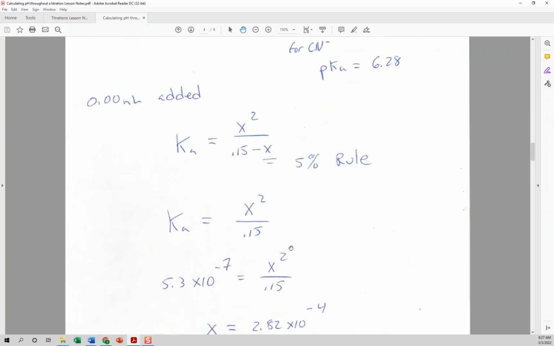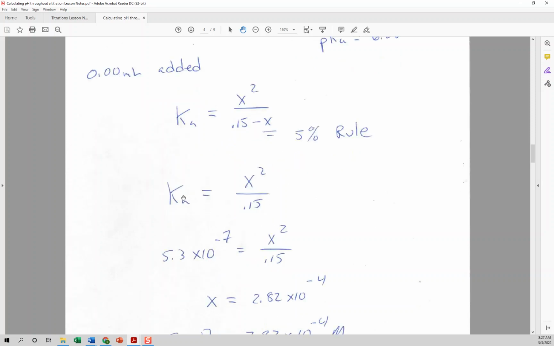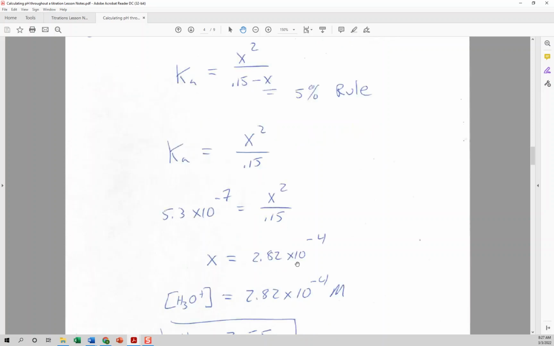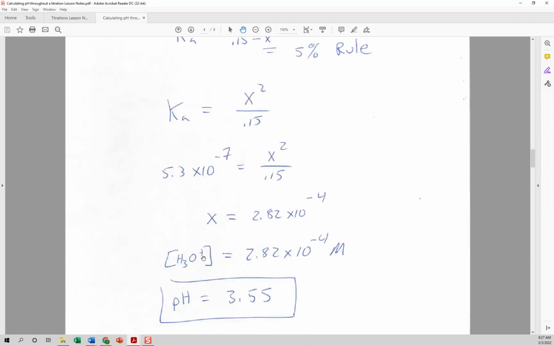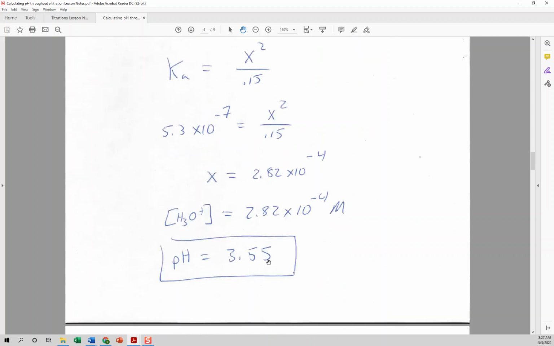So let's go. 0 milliliters added. So Ka shortcut: Ka equals x squared over 0.15, which is the initial molarity of HCN, minus x. We 5% rule the x, so we get Ka equals x squared over 0.15. Cross multiply and solve for x. Remember, in this shortcut, x represents the hydronium concentration. If we take the negative log of that, we get our pH. So the answer for 0 milliliters of NaOH added is 3.55. That makes sense. We got an acid in the flask, so we should have an acidic pH, right?